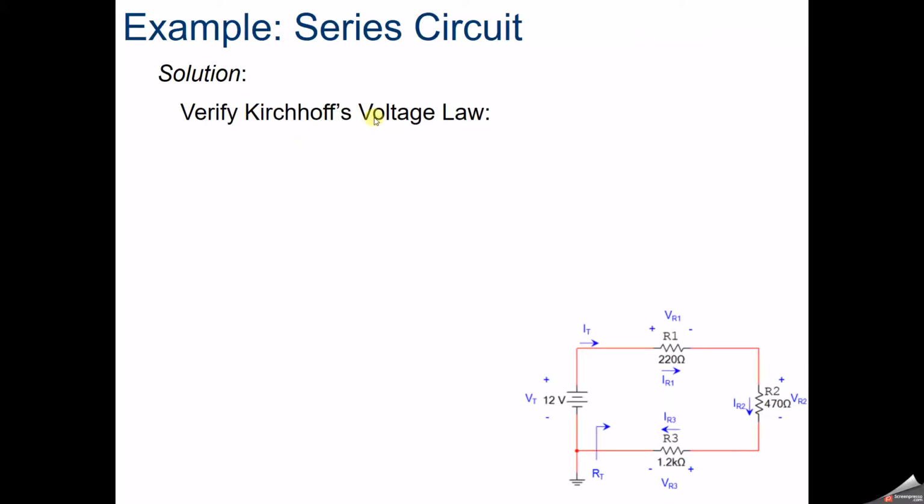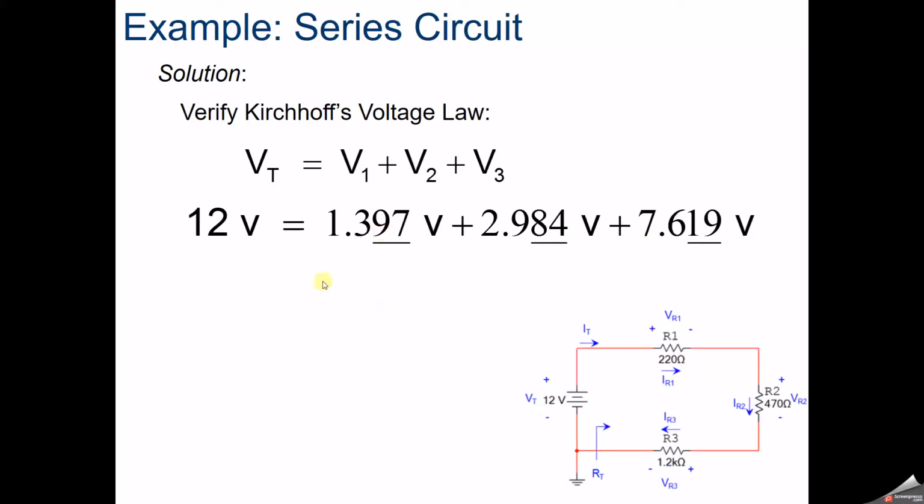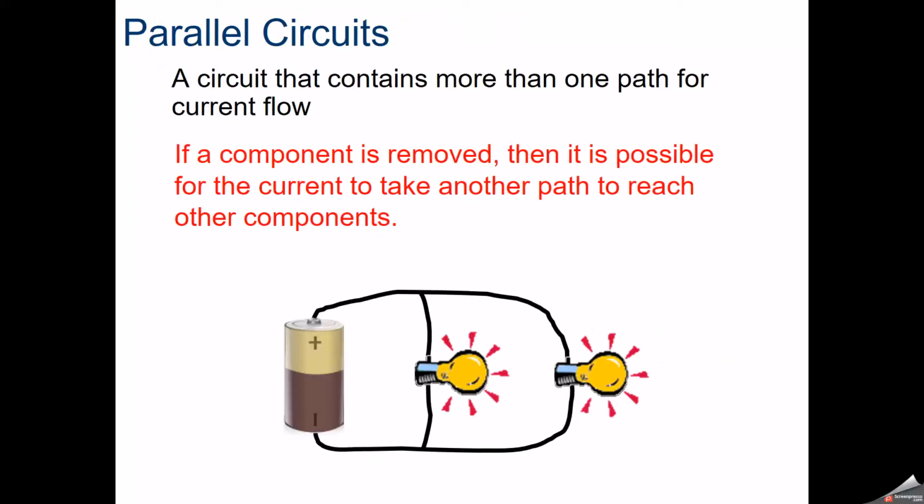How do we know if those three numbers are correct? We go ahead and look at the voltage law. Voltage at 1 plus 2 plus 3 should equal 12. Take the 3 answers from the previous page and add those together. We've got 12 volts total for that circuit.